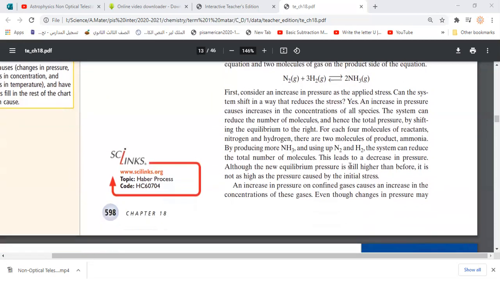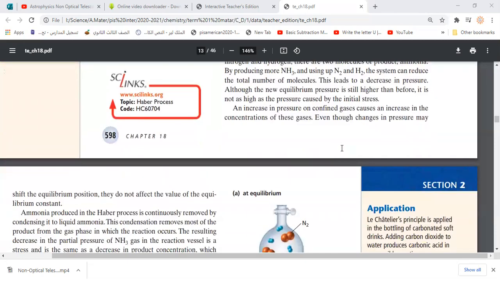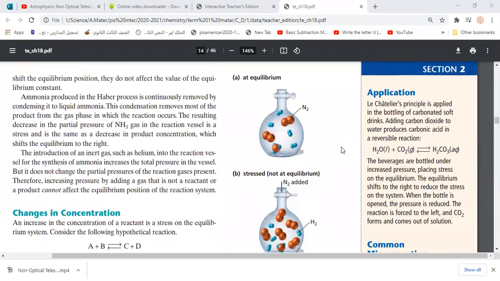In the case of gases, increasing pressure simply affects the concentration. That means increasing pressure in gases causes an increase in the concentration, because with more pressure, particles will be in a smaller area, so the amount of particles in a certain area, that is the concentration. So increasing pressure means increasing concentration. Even so, increasing the pressure and the concentration will not affect the equilibrium constant, because as the concentration increases, it increases on the two sides, the reactants and the products. So the K will be constant and it will never change.